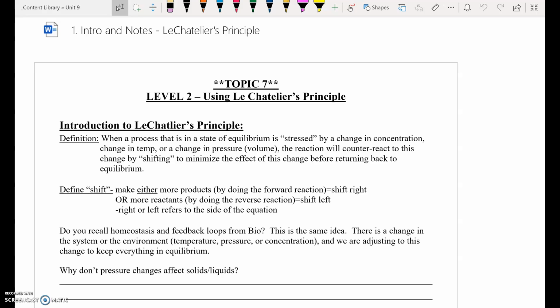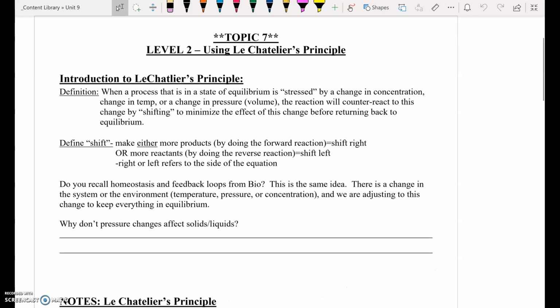As Le Chatelier's Principle deals with a chemical reaction at equilibrium, here's the definition. When a process in a state of equilibrium is stressed by a change in concentration, temperature, or pressure, the reaction will counter-react to this shift by minimizing the effect of the change before returning back to equilibrium.